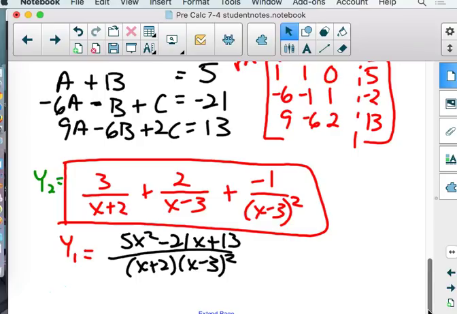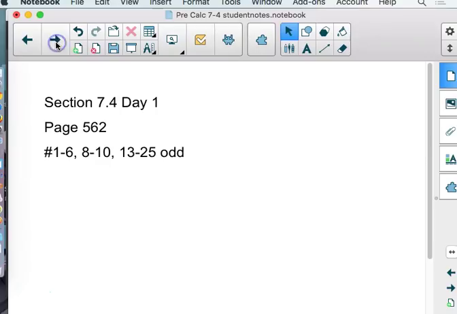All right, that is everything that I really felt we had to get through for this first day. And we'll get some more practice on this again after the MCA testing. So we'll have a little break in here. Don't forget all the fabulous things that you are supposed to bring for the MCA testing. But for this section, section 7.4 day 1, we're looking at page 562, numbers 1 through 6, 8 through 10, and 13 to 25, the odd, to give you some good practice at our objective of decomposing our fractions. And you might need to pause this. I'm going to go ahead and stop the video so that it's not adding more time on here.